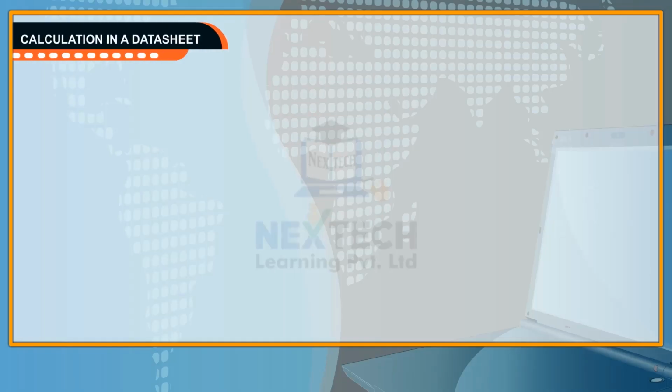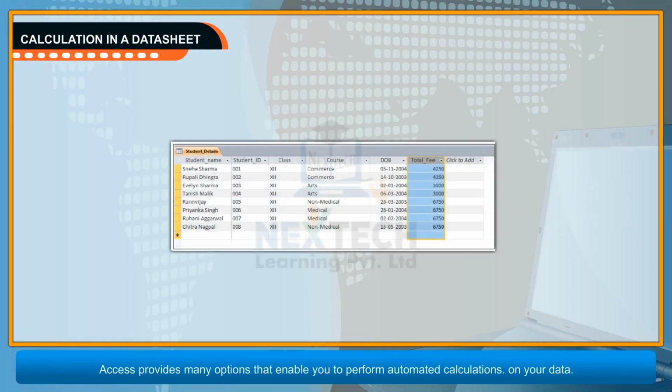Calculation in a datasheet. Access provides many options that enable you to perform automated calculations on your data. One such option is totals. It allows you to calculate the data in an entire field. Let us see how it works by the use of an example.